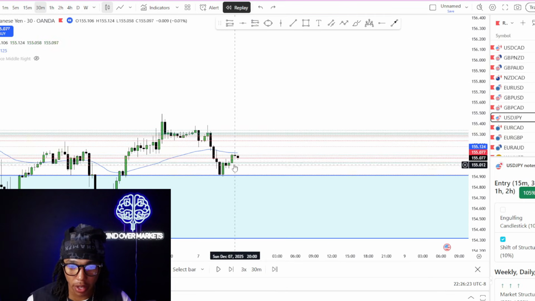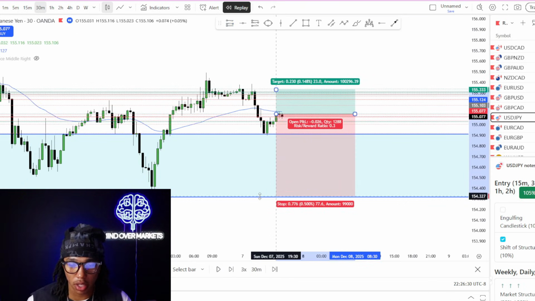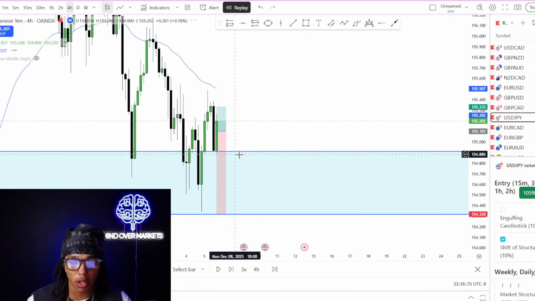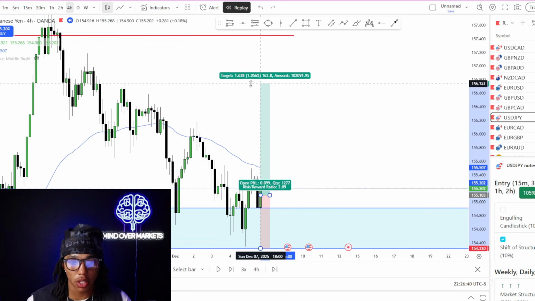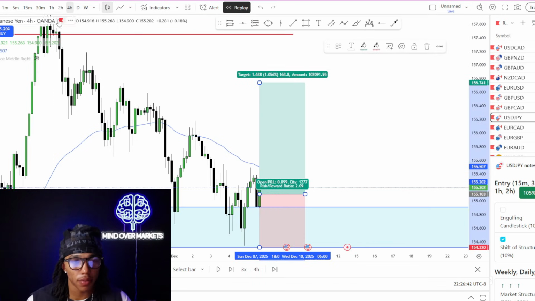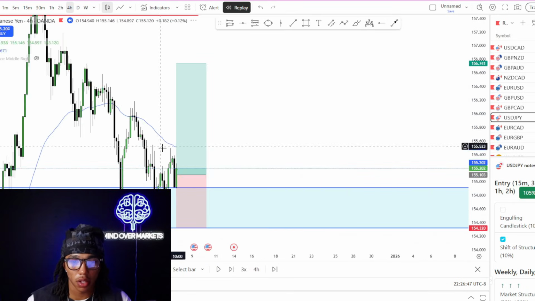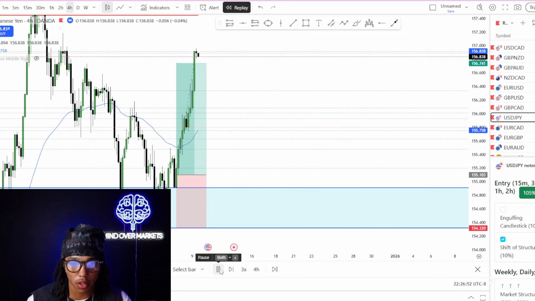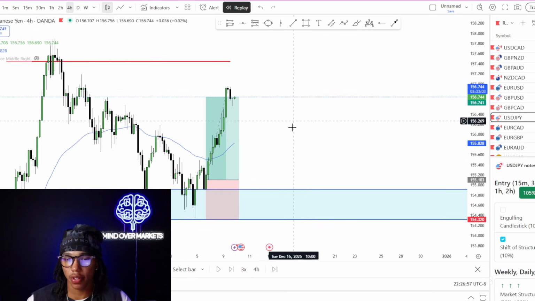Boom, we tagged back into the area. Price gave us this engulfing candlestick. We enter right here. We put our stop loss, like I said, under here, right at the area. And then we're going to put our take profit up to here. And then we're going to let this trade play out. And the same thing as the last one, price went straight to take profit.